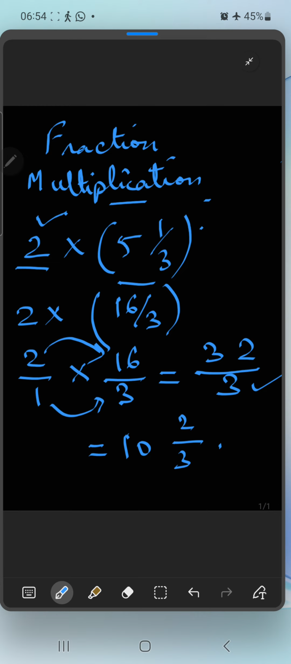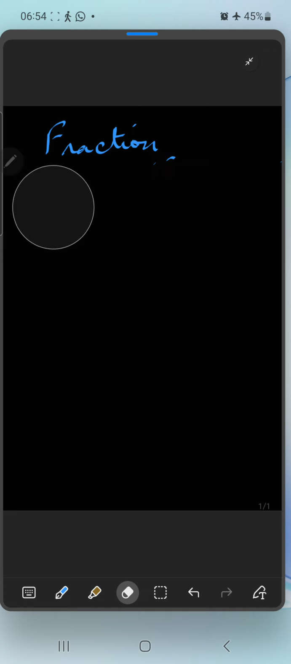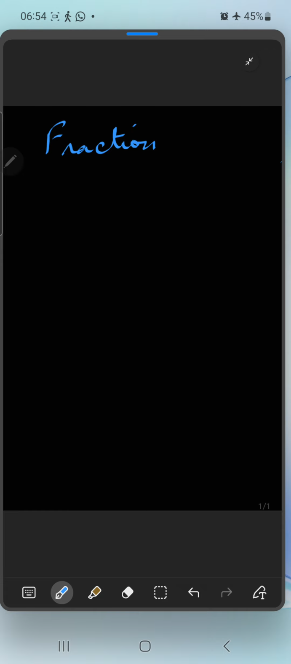Now the third type says, if you are multiplying two fractions, this is very easy. You just have to multiply numerators together and denominators together. 9 by 20. So this is your answer. I hope you have understood your multiplication till now. So we will move forward.